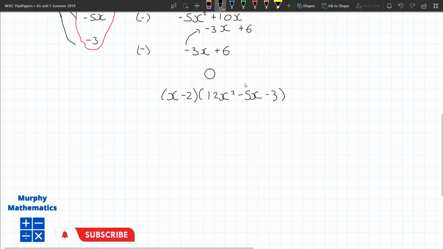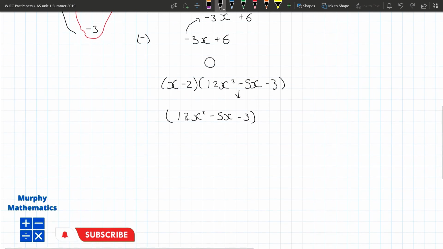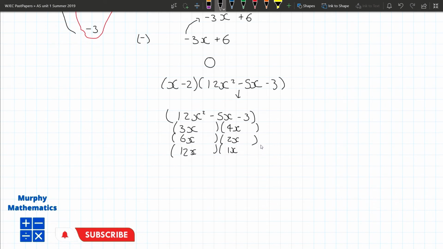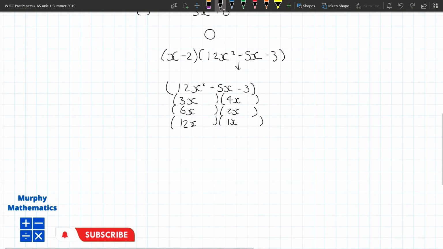We want it in terms of just x, so we need to factorize this bracket. So factorizing 12x squared minus 5x minus 3 isn't too easy, because there's multiple ways to split up this 12. So I'm going to first try 3x and 4x. It might not be 3x, 4x, we might have 6x, 2x, or we might have 12x and 1x. Okay, so I'll just try 3x, 4x, and then I'll have plus little a and plus b.